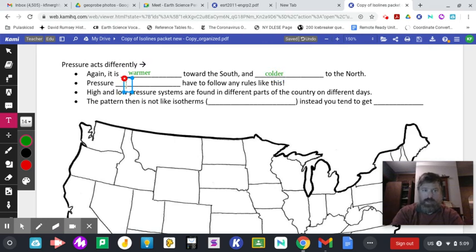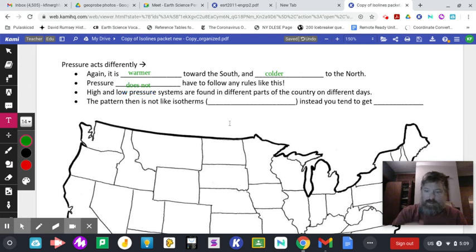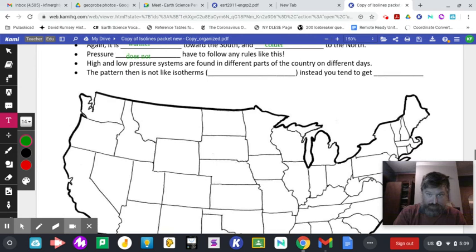But pressure does not have to follow any rules like that. Pressure systems wander around, I'll say, wherever they feel like. That's not really a thing. They don't have feelings. But through all of the prevailing winds and things going on with seasons and migrating wind belts and so on, these pressure systems are going to move around and do their thing. Okay? They're like the free spirits. They just don't have to follow. They're not bound to latitude in the way that temperature is.